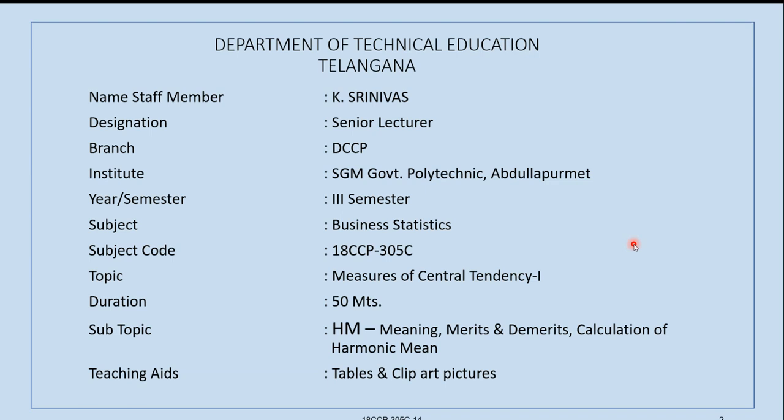Of course, in harmonic mean also, we do not have any direct method and shortcut method as such, as in the case of geometric mean. We have these methods only in the case of arithmetic mean.